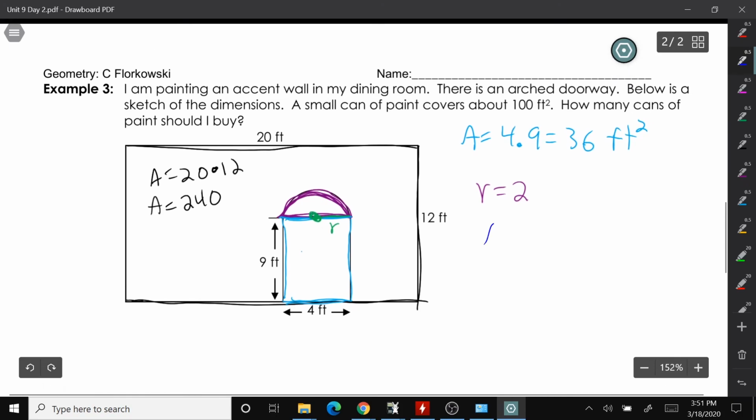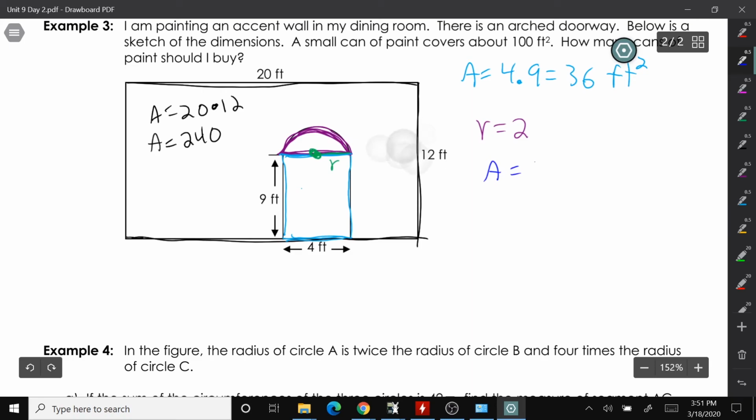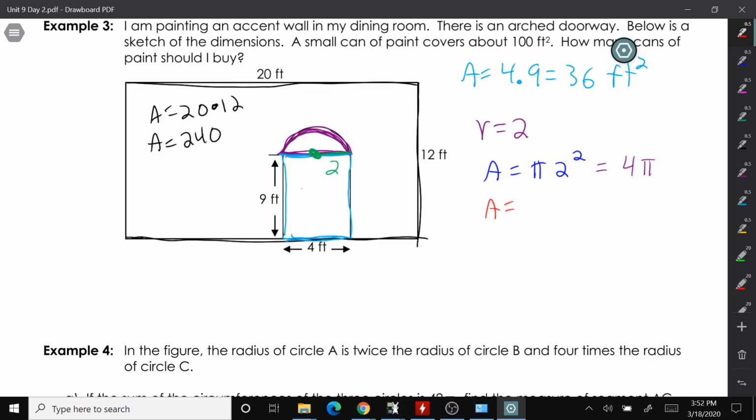So in that semicircle, the radius is 2. Then we can do the area equals pi times the radius 2 squared. And actually, instead of writing r here, we know that this is 2 because it's half of the diameter. So this will equal 4 times pi. We type that into the calculator, and I think it's 12.56, but I'm going to double check. 12.57.